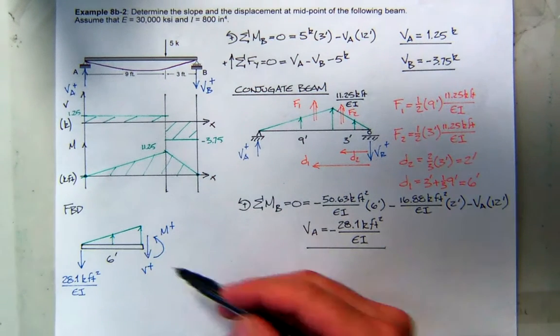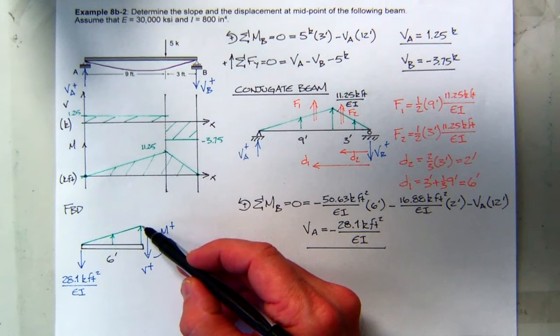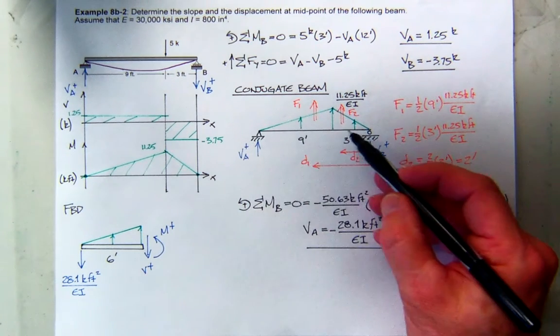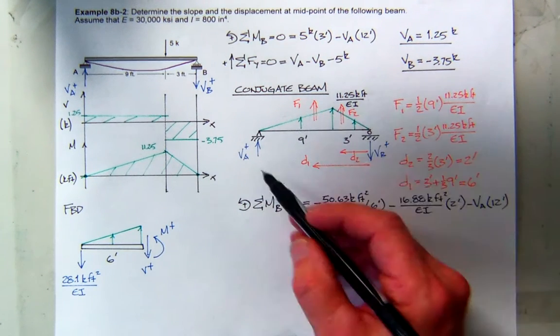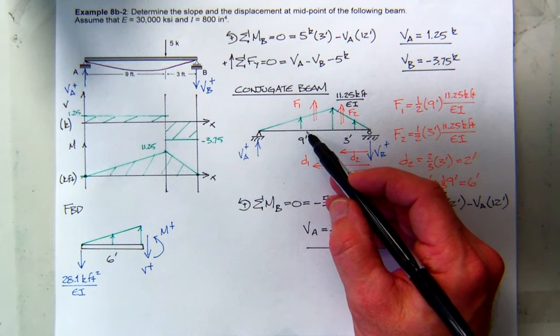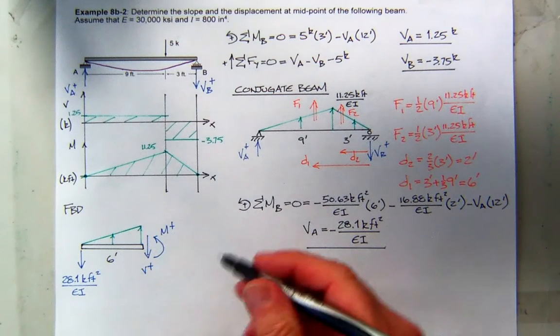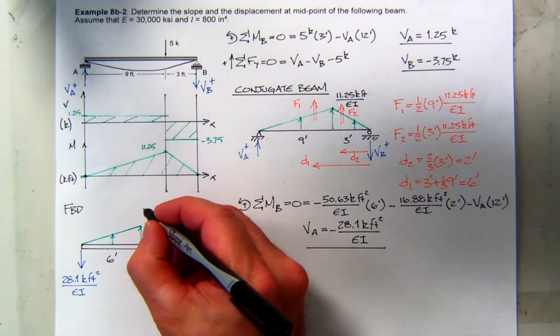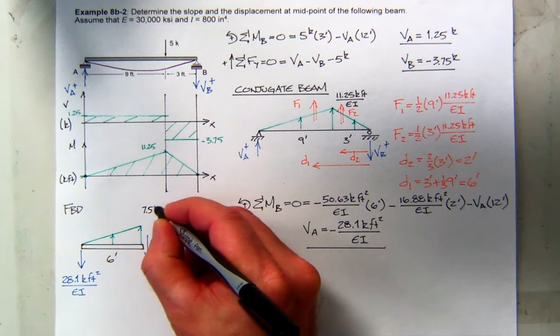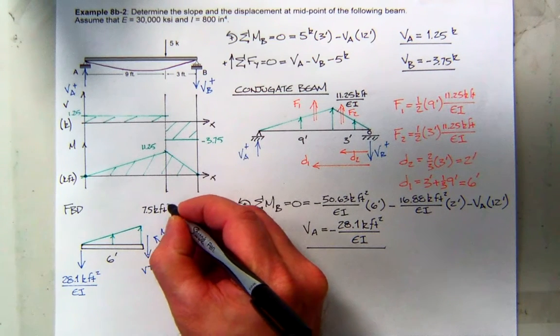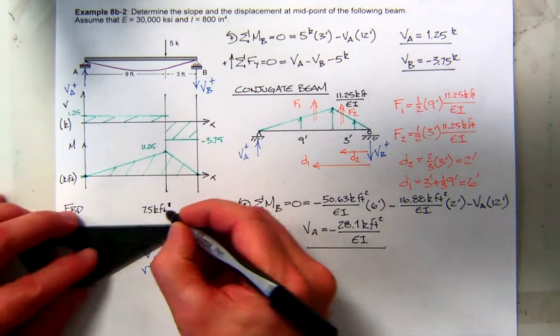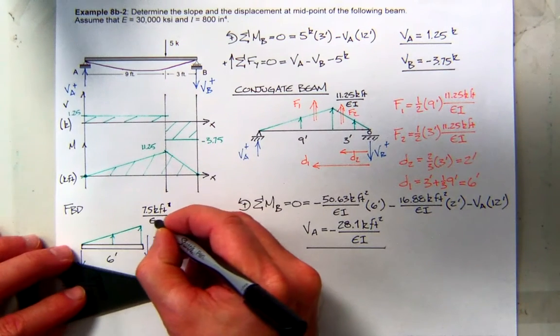The first thing I have to figure out is the intensity of the load here. I know at 9 feet it's 11.25. What is it at 6 feet? It should be 2/3 of that. I think 2/3 of that is 7 something? 7.5? Is that right? Yep. So that's going to be 7.5 kip feet divided by EI.